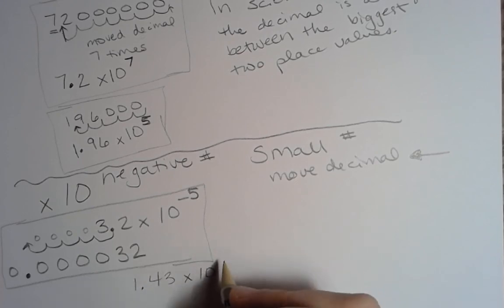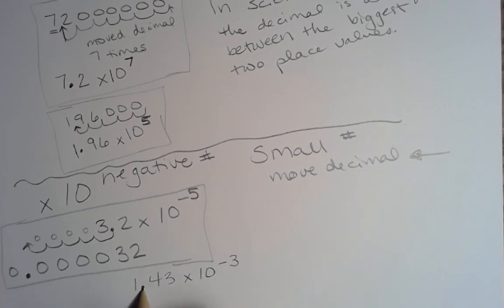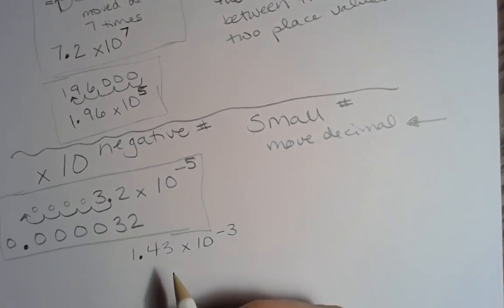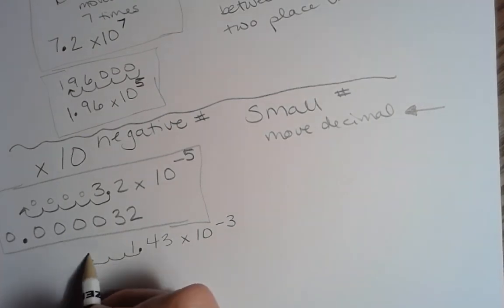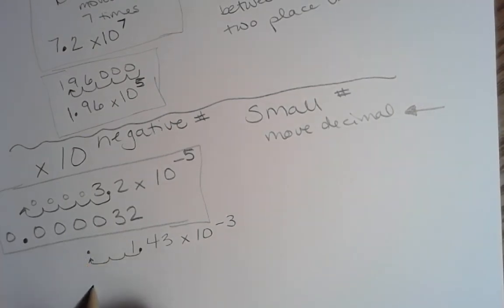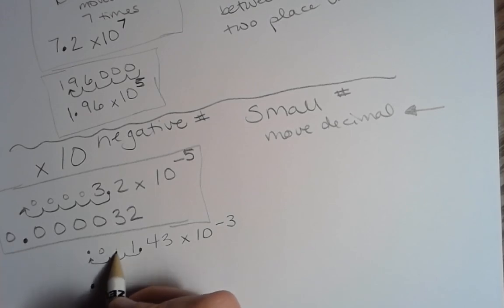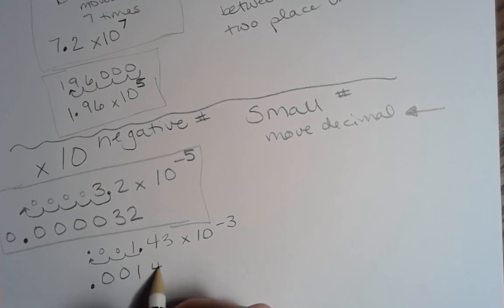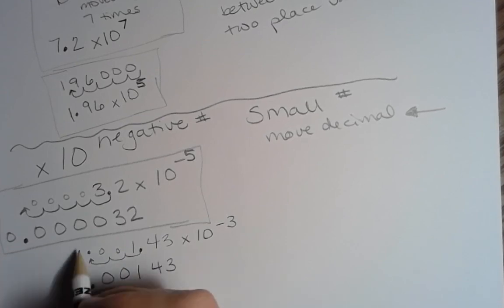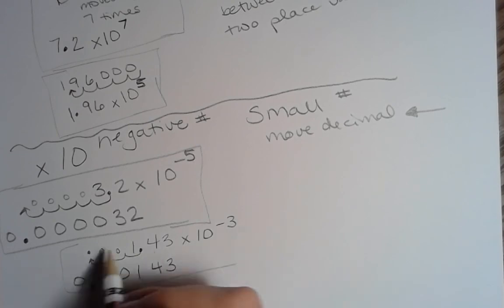Here's another example with a negative exponent of 10. Let's say negative 3. Same deal. Pick up your decimal, 1, 2, 3. Decimal is going to wind up over here. Fill in your bumps with zeros, 1, 2, we moved it 3 times, fill in the bumps with zeros. These are the same number.